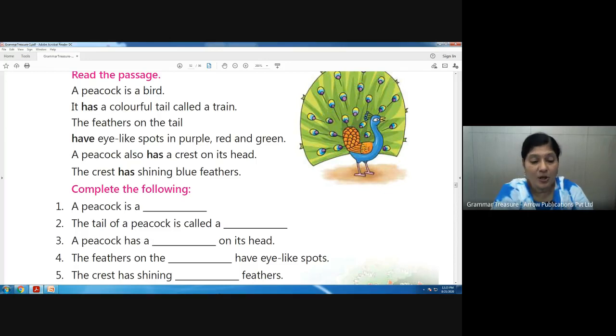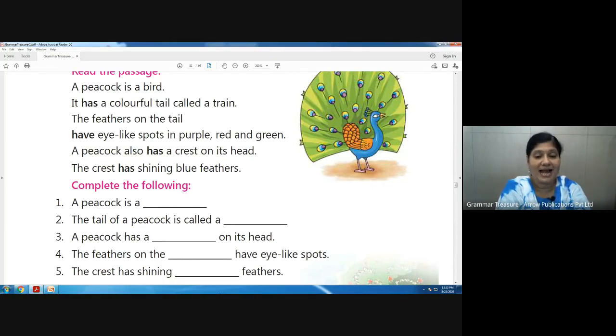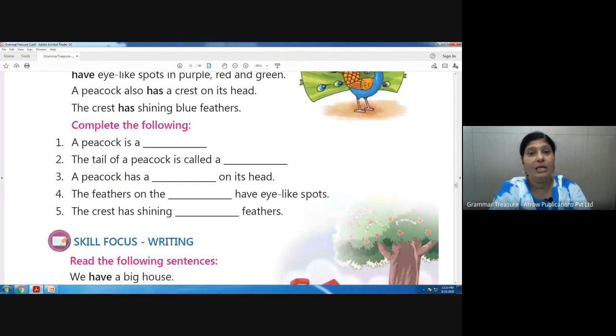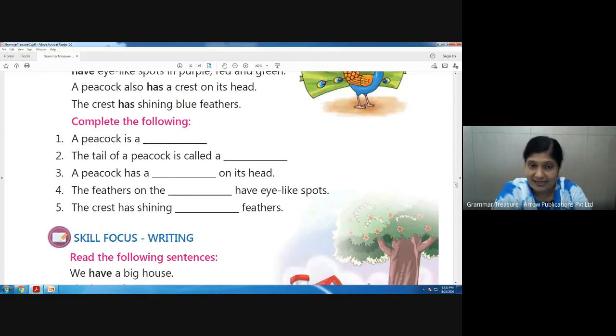C-R-E-S-T. The feathers on the dash have eye-like spots. The feathers on the tail, T-A-I-L, tail. And the fifth one, the crest has shining dash feathers. What color feathers? Yeah, it's blue, B-L-U-E, blue. Now, did you understand, children? Now, let's go to the next exercise.